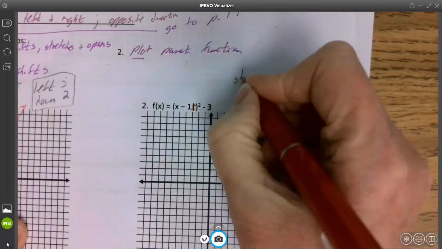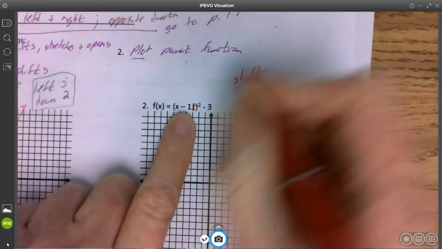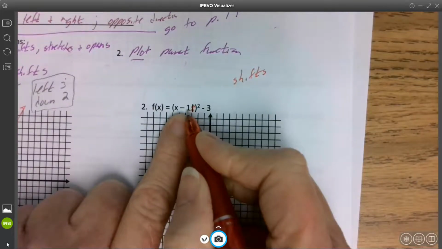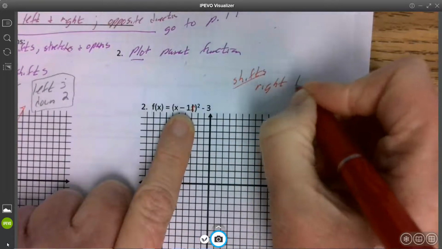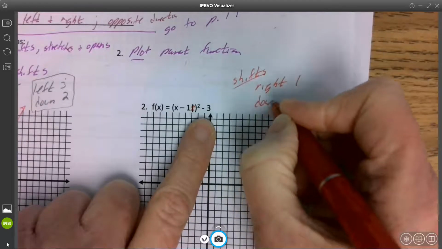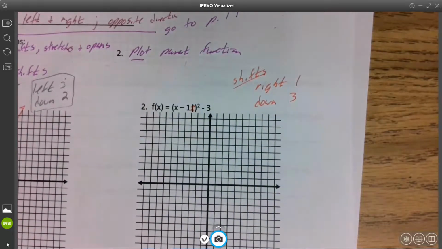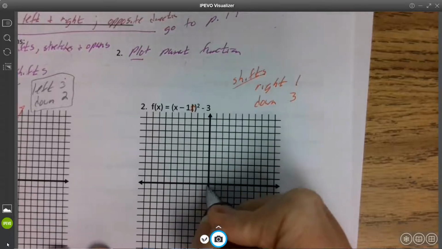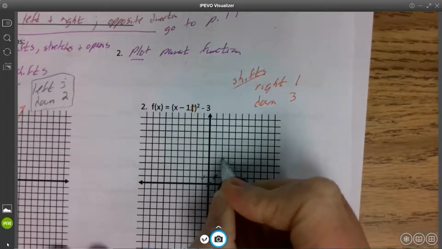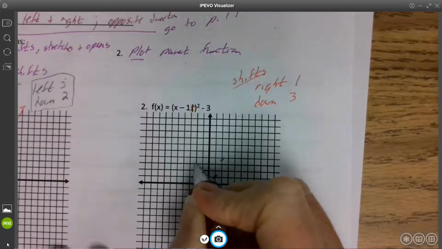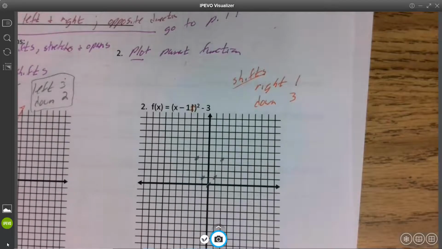Here we go. Let's write down our shifts. This is negative, so that means it's going to go to the right. So this one's going to go right 1, down 3, correct? Okay, so let's plot the parent function: (0, 0), (1, 1), (-1, 1), (2, 4). That's our parent function. We plotted it.